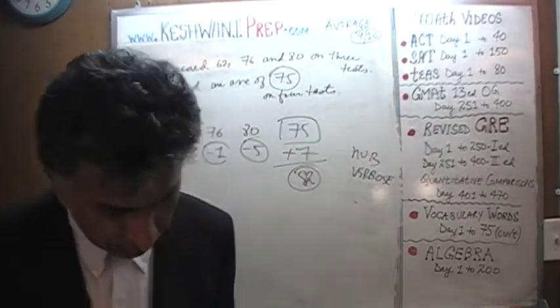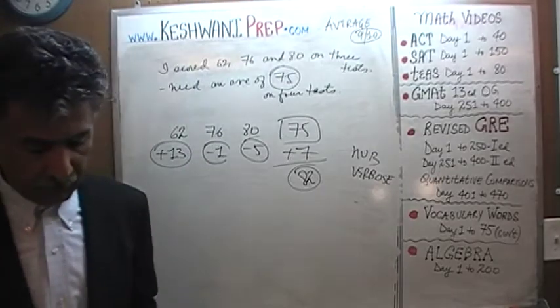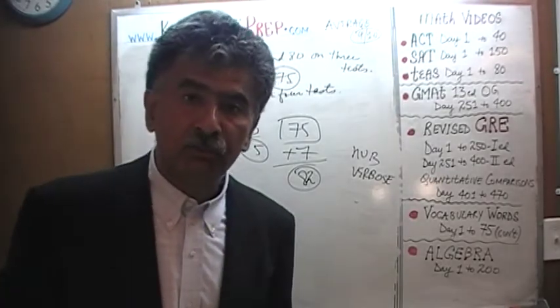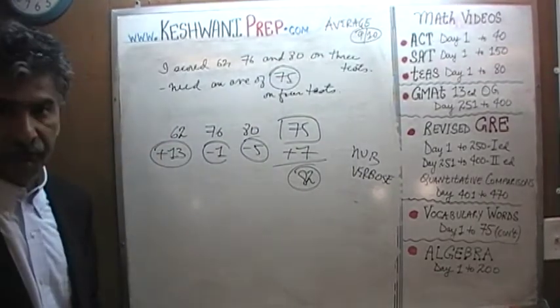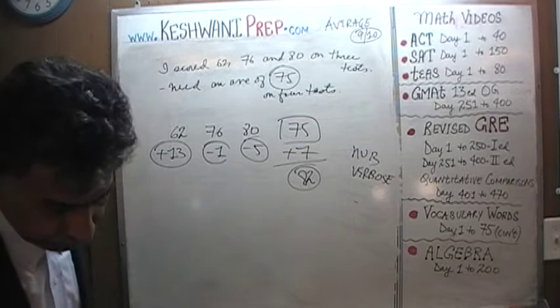We need to score 82 points on the fourth exam to make sure that we get an overall average of 75 points on these four exams. That's all. Let's do one more, shall we?